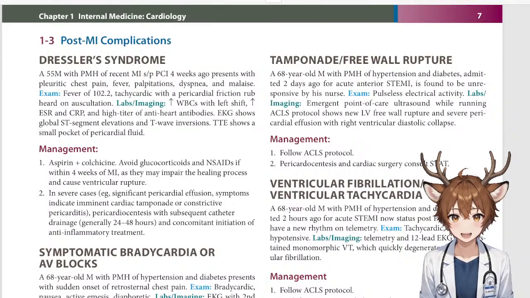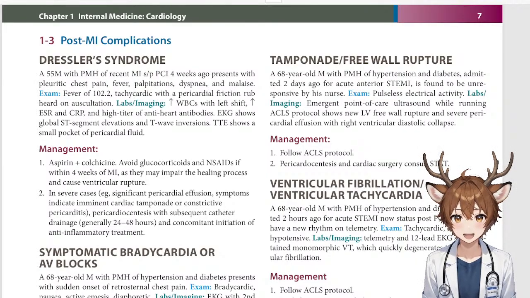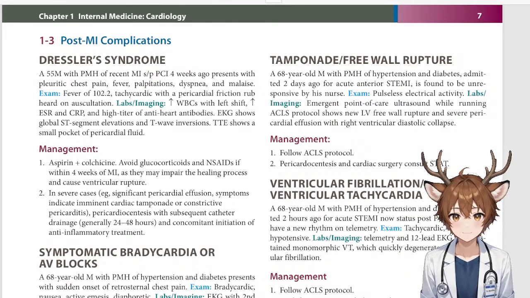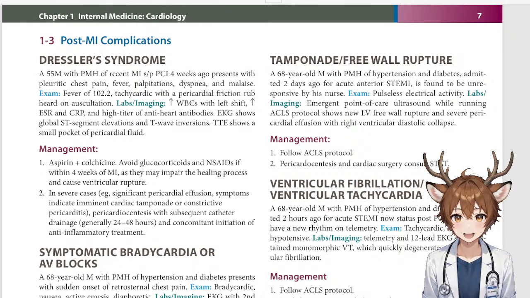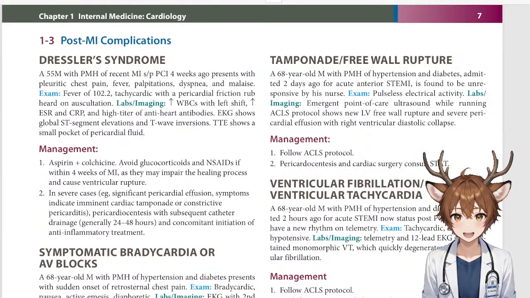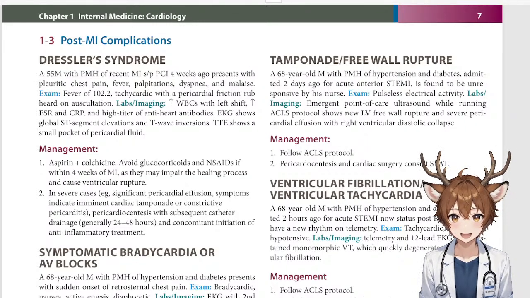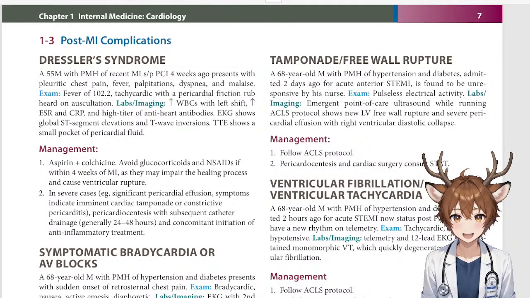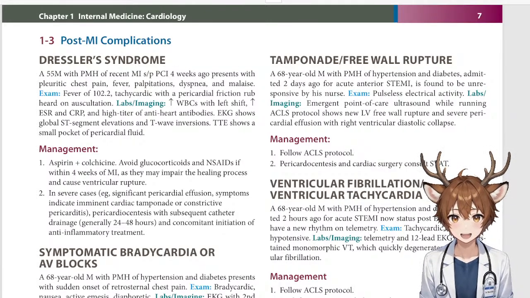A 68-year-old male with a past medical history of hypertension and diabetes admitted 2 days ago for acute anterior STEMI is found to be unresponsive by his nurse. Exam, pulseless electrical activity, lab/imaging, emergent point-of-care ultrasound while running ACLS protocol. Again, that's going to be advanced cardiac life support, I believe.